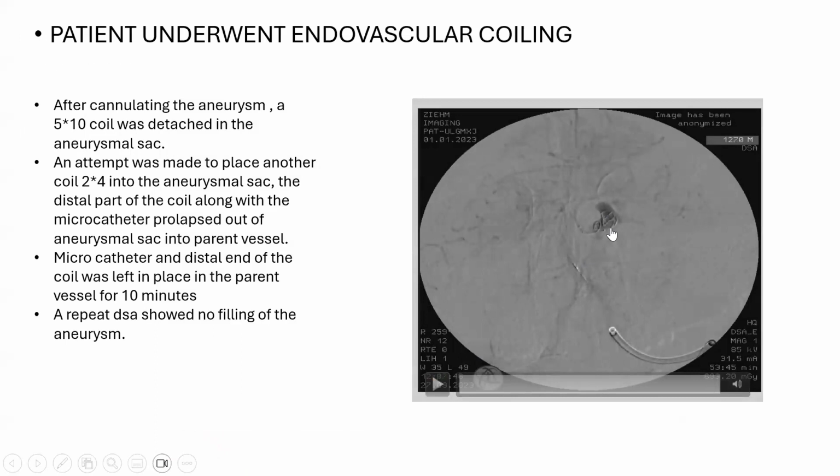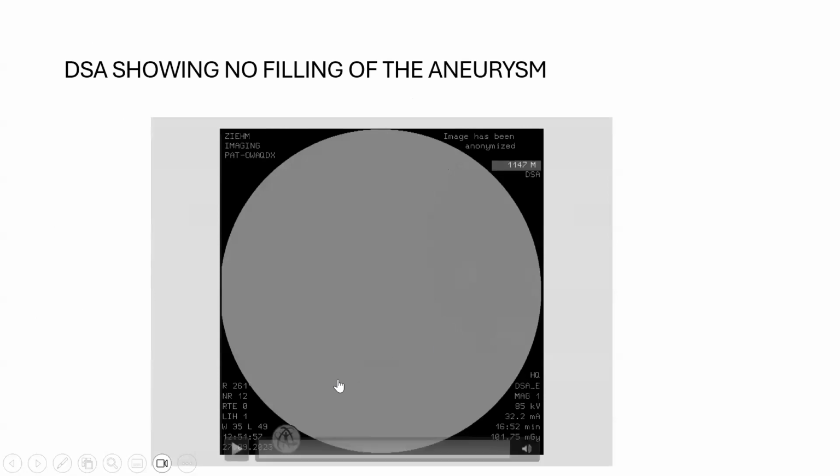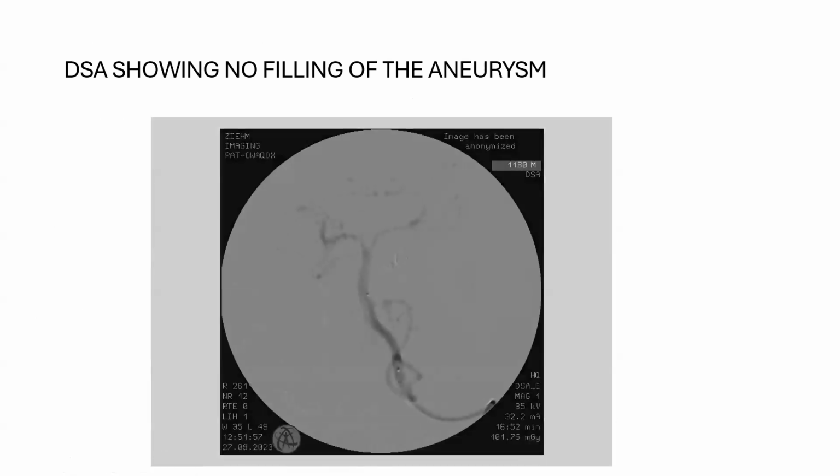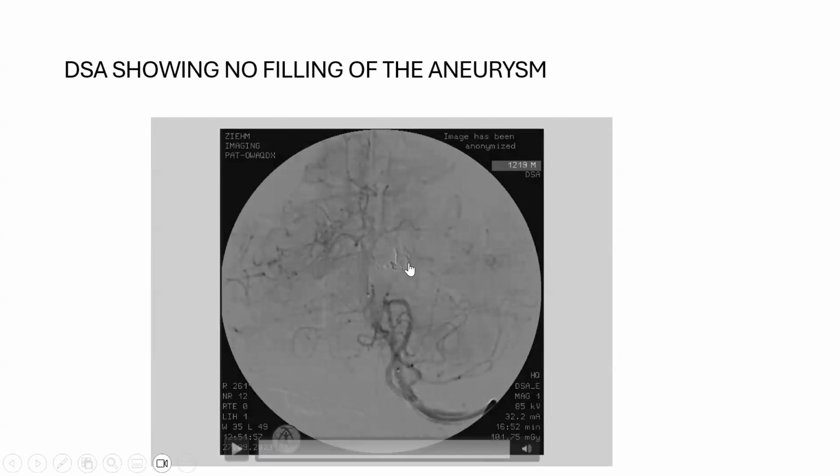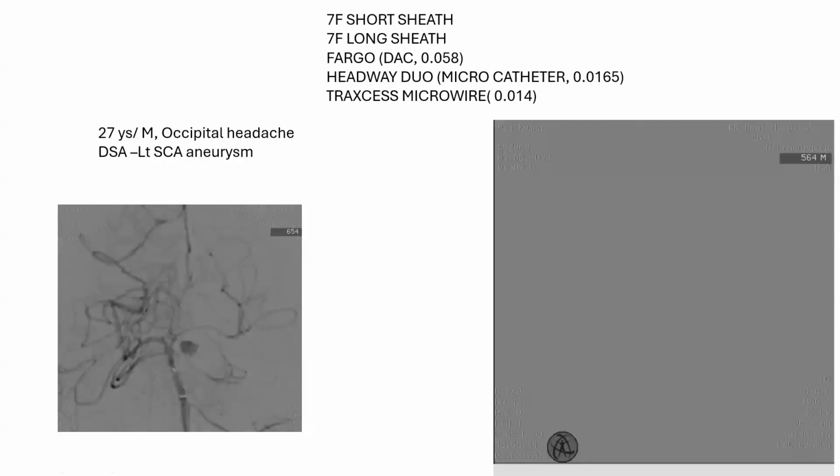Not very compact density is required, and after some time we just waited, since do we really need more coiling. But by just putting one coil you get a good result and total occlusion of the aneurysm. Sometimes you just wait for this kind of aneurysm for a few minutes and you will find that one coil is doing good work for you.